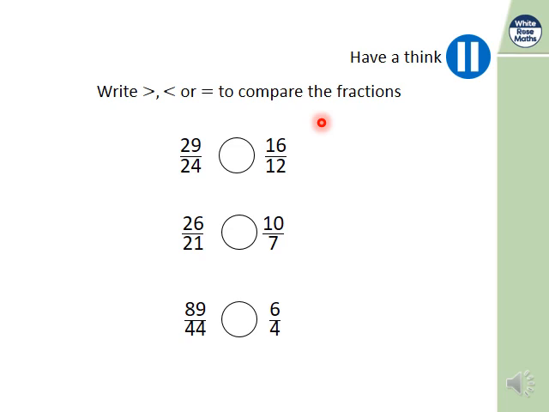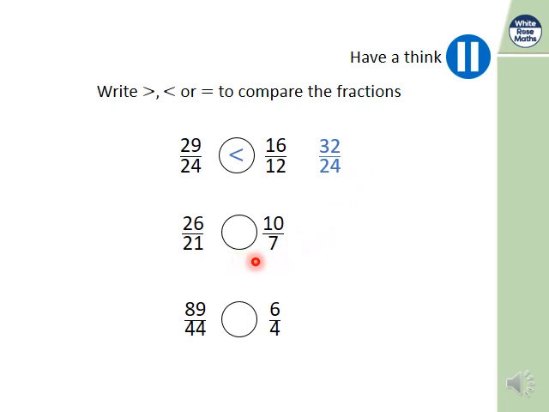Let's have a look and see. For the first one, we could see that 12 and 24 are in the 12 times table. So we could have multiplied our 16/12 by 2 to change them to 24ths and change it to 32/24, making that larger when the numerators are the same. The greater, when the denominators are the same, the greater the numerator, the greater the fraction.